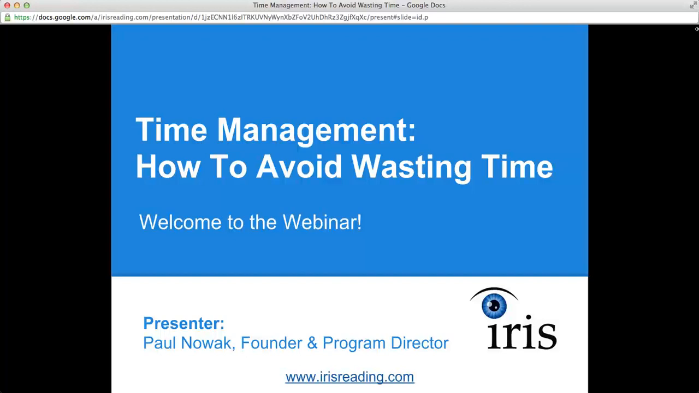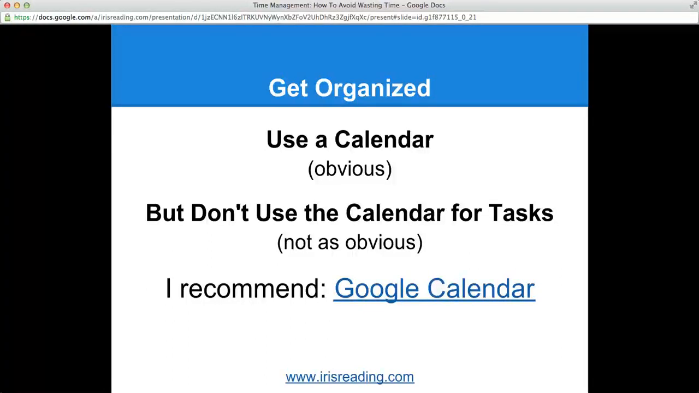First of all, managing your time requires you to be organized. So one of the obvious things is that you should use a calendar. Well, that's obvious, but what isn't as obvious is to not use your calendar for tasks. If you're using your calendar currently for tasks, you might say, well, I want to get this done and that done today. And sometimes it doesn't get done today. So avoid putting your to-do list on your calendar. The calendar that I recommend is Google Calendar.